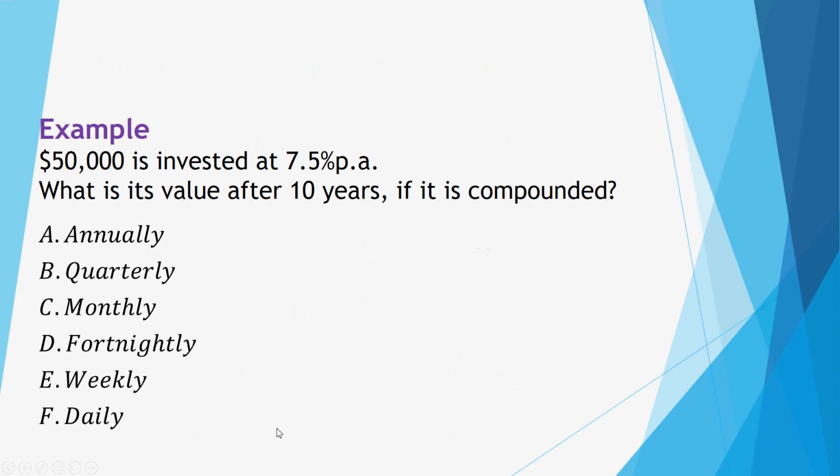Finally, let's try this example. $50,000 is invested at 7.5% per annum. What's the value after 10 years if this is compounded? A, annually, B, quarterly, C, monthly, D, fortnightly, E, weekly, and F, daily. I suggest you pause this video and make your calculations, and join me when you've done.